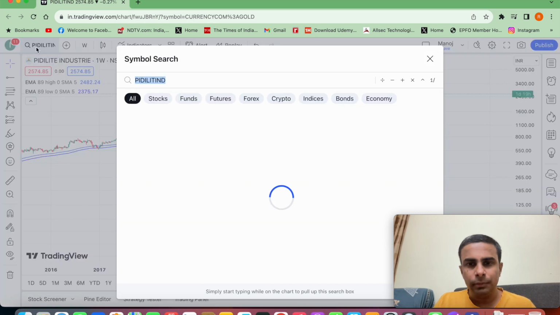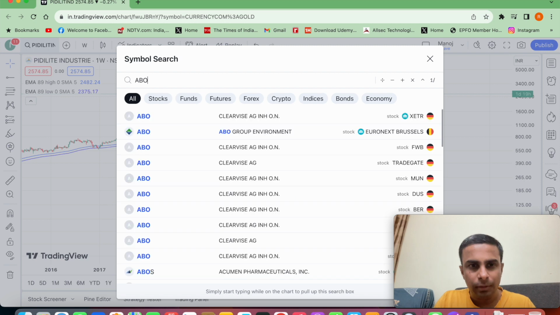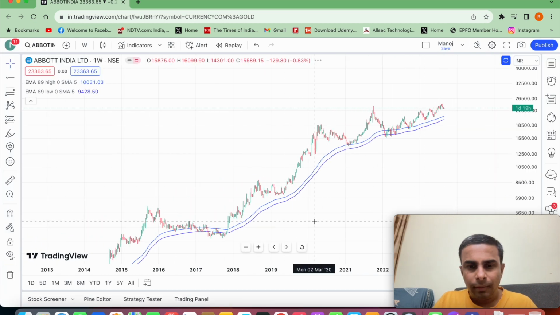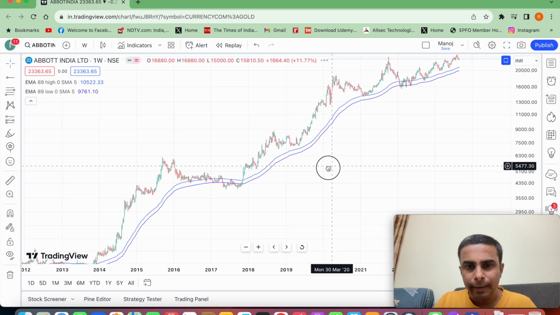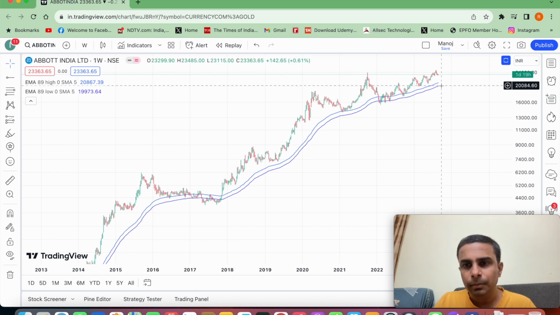Another example wherein this strategy works is Abbott India, which is also one of the wealth creators. You can clearly see that it has always respected this 89 EMA band. Whenever it touched it, it went up. So you need to wait for the price to retrace towards this band, and the closer the price is, the better it is, and you can keep a stop loss of 10% and keep riding this trend.